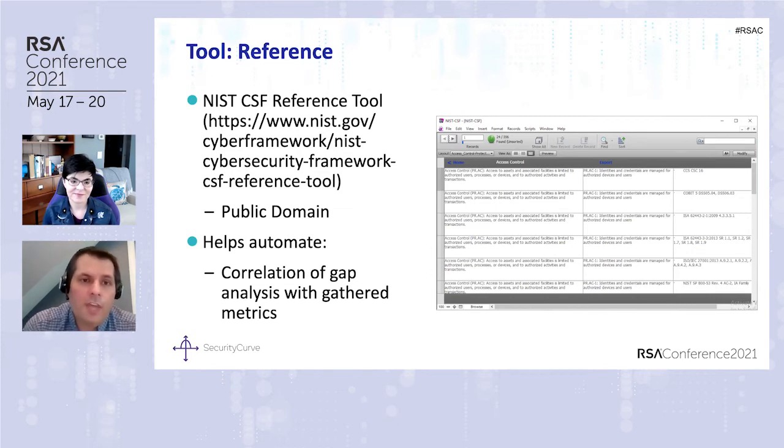All right, and then in terms of reference materials, one reference material that I've found handy is the CSF reference tool. This is a public domain resource from NIST that allows you to look up what's in the CSF. This is helpful because keep in mind that the CSF is mapped to a lot of other different things, so it can be a useful crosswalk in that way. And this can help support your gap analysis, particularly when you've got metrics coming in. You want to sort those metrics and understand how they play into a broader picture.